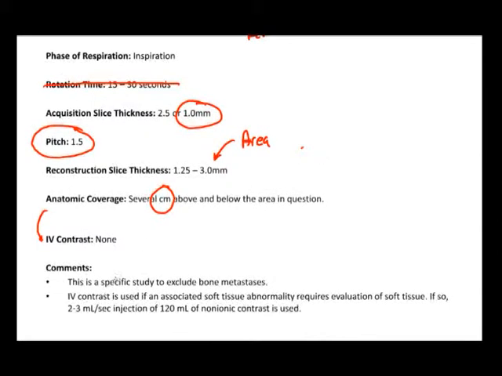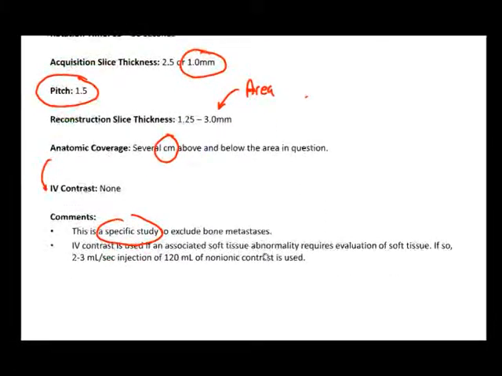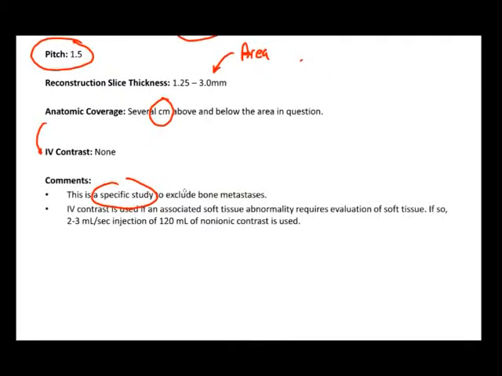And notice that this is a very specific study, simply to exclude bone mets. If you're utilizing IV contrast, you're typically looking for soft tissue abnormalities. So if you're wanting to look at bone plus soft tissue, and you are wanting to use contrast, then you will use around 120, even though this can be stepped down to 100 if need be, due to the patient's renal performance, at 2 to 3 milliliters per second. Notice this is simply for soft tissue.